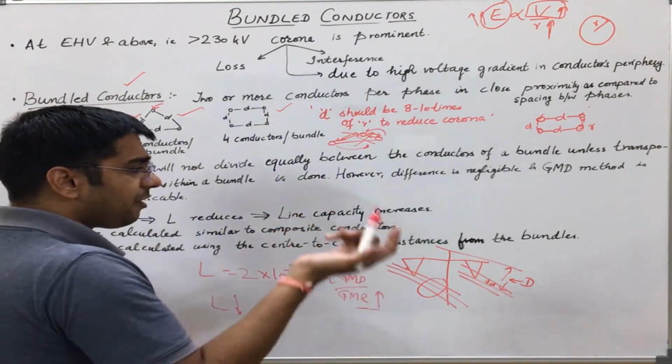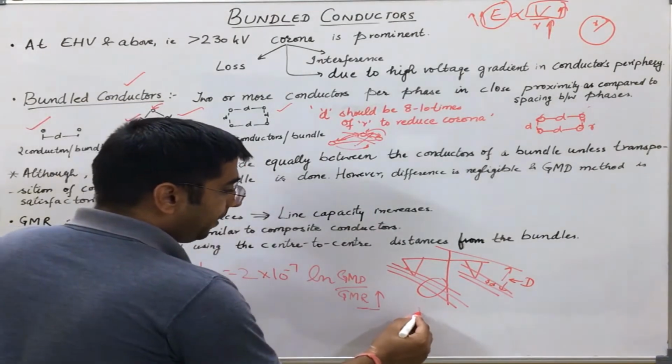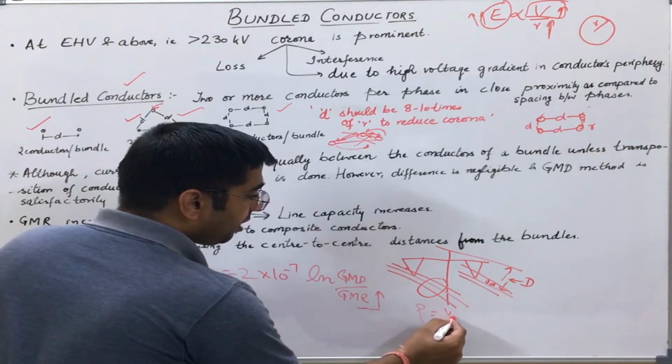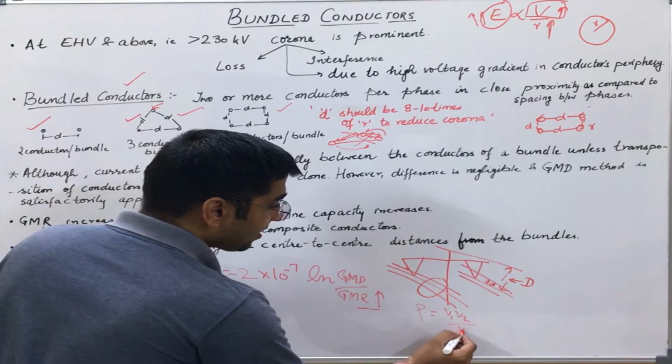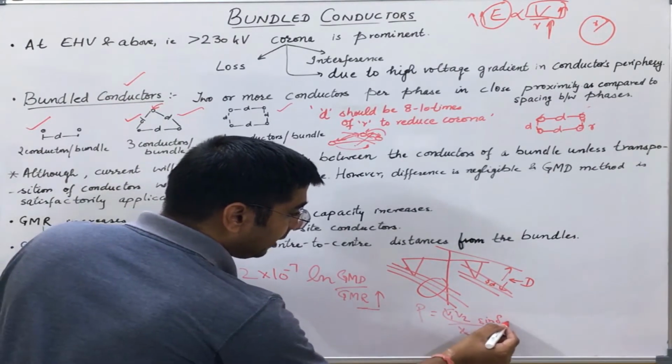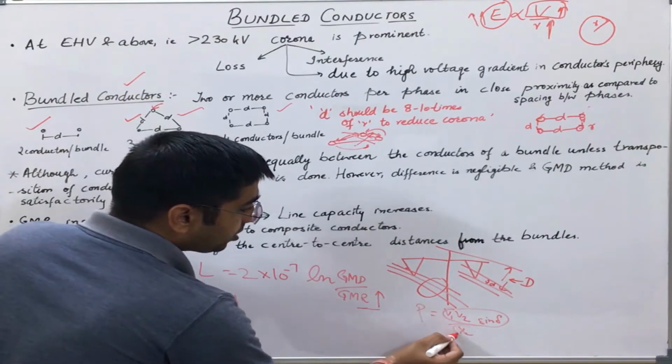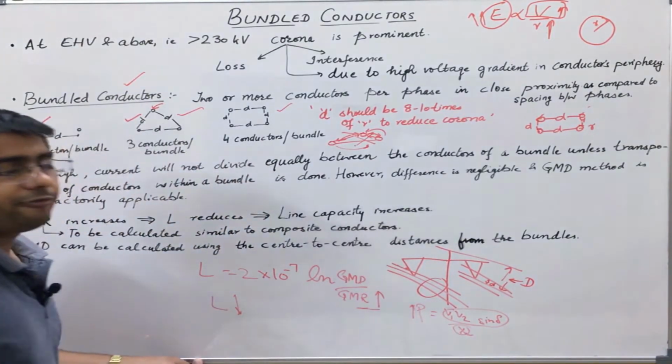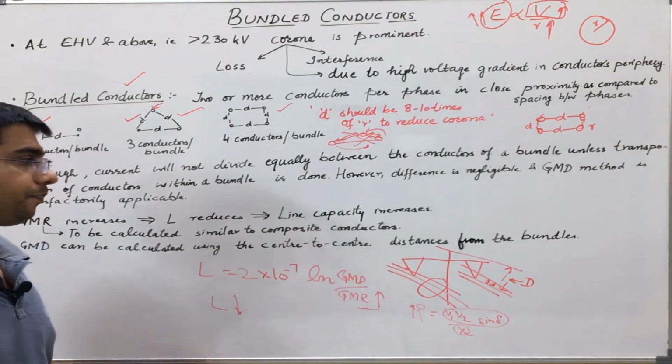Now if L gets reduced, then the transmission capability of the transmission line gets increased. We will see in our later topics that P transferred is usually written as V1 V2 by X line sine delta. So even if these three things are constant, if I reduce X line, the power transmission capability will increase for the transmission line.